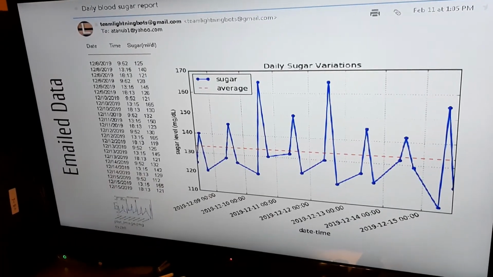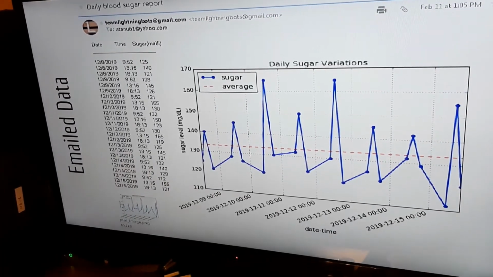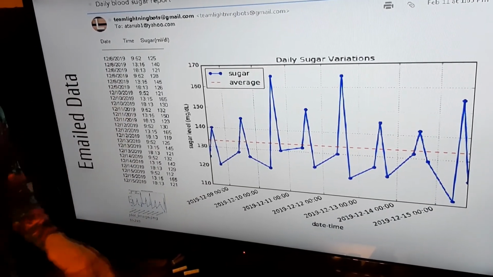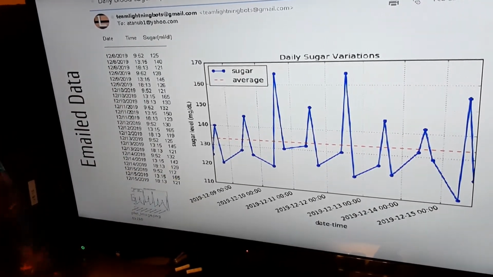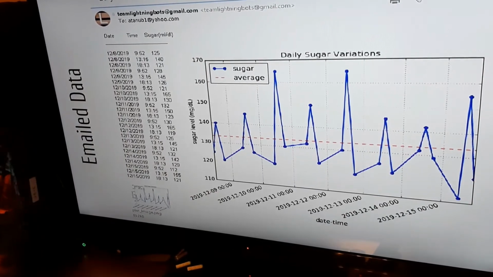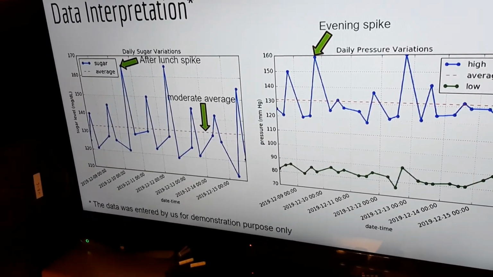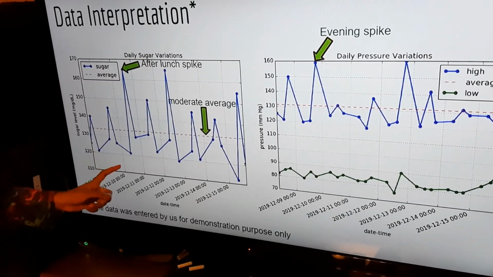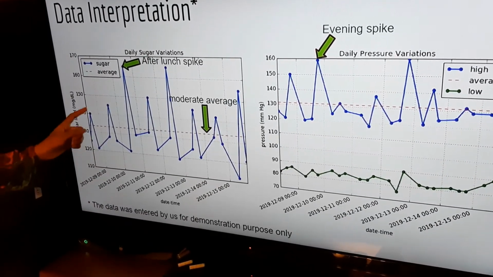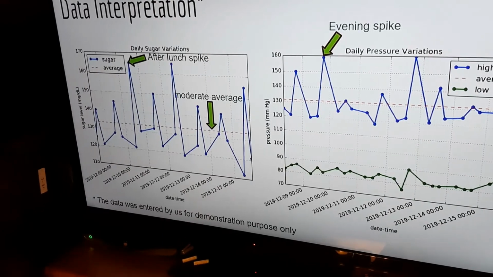So this is an example of an email that the doctor would get. They would get the date, the time, and the sugar level. And on the x-axis, there's the date and the time, and on the y-axis, there's the sugar level. So this is an example of a graph that the doctor would get. And the blue line stands for the sugar level, and each 3 points is 1 day.